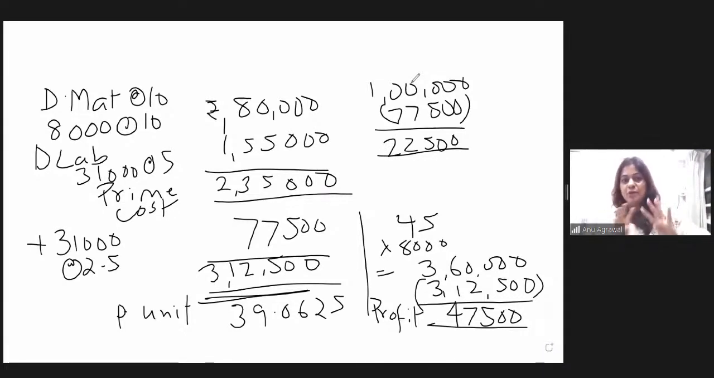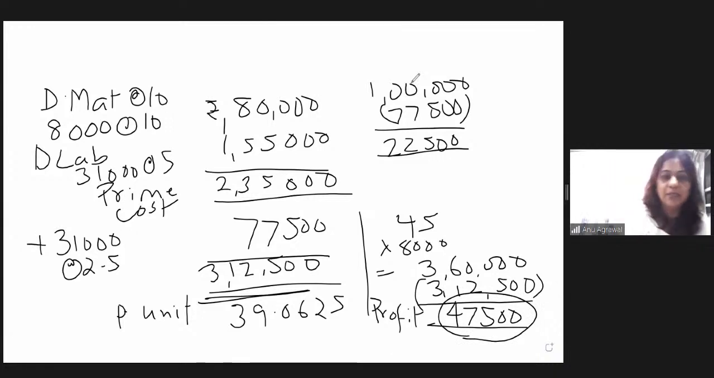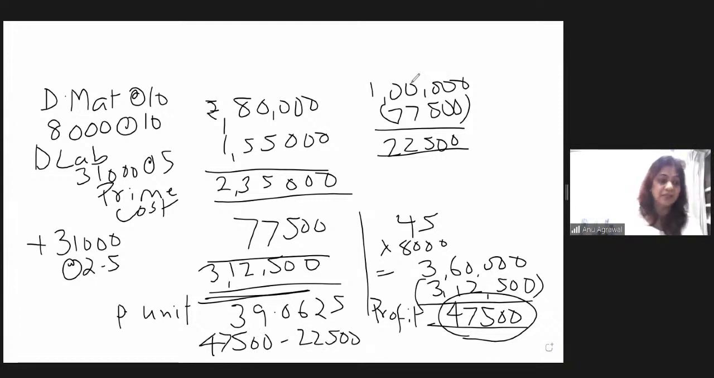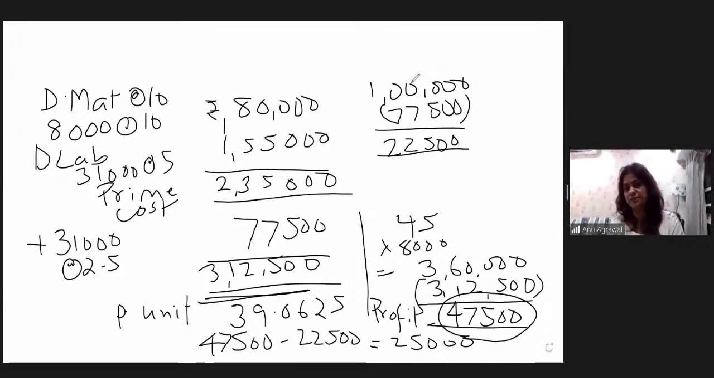Expenses are incurred, but I have not even charged them. If I have not even charged them, that means the profit I'm showing is higher than what the actual profit should be. Technically speaking, my profit should be 47,500 minus 22,500 because this expenditure is incurred. Yes or no? My real profit is only 25,000. I never subtracted these expenditures.